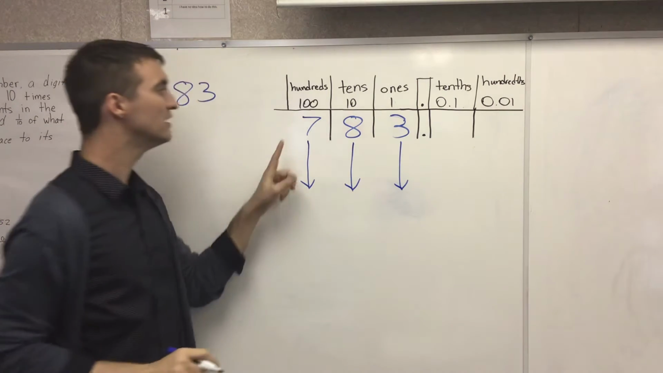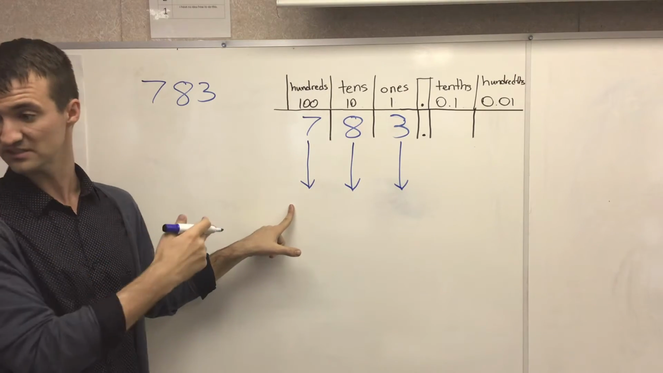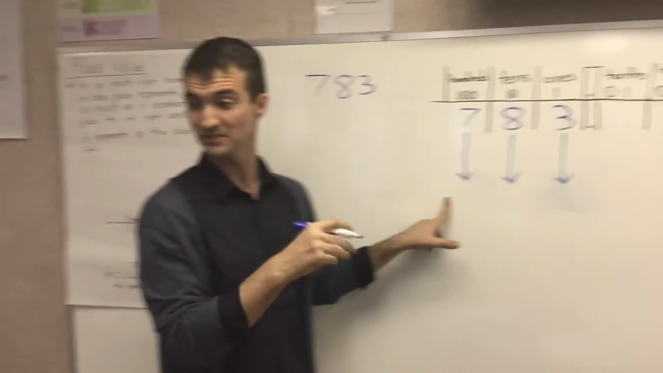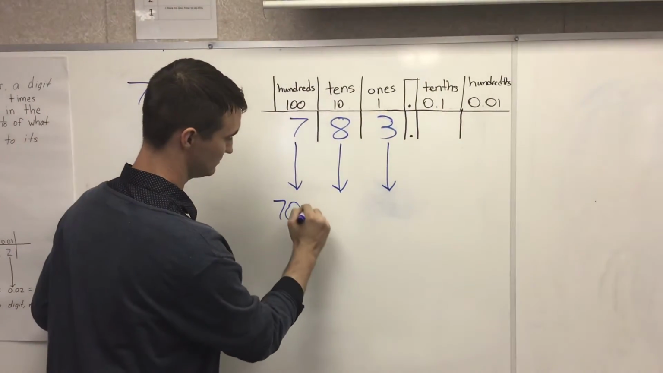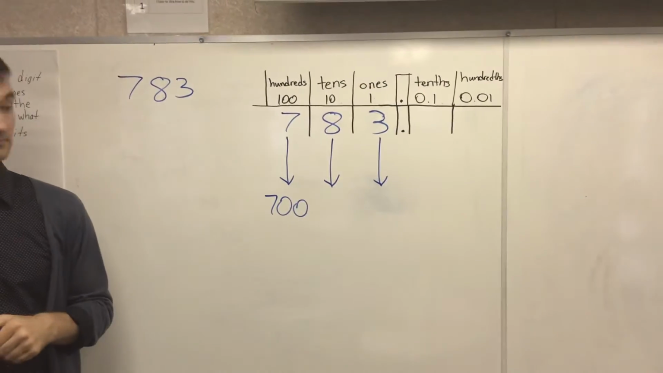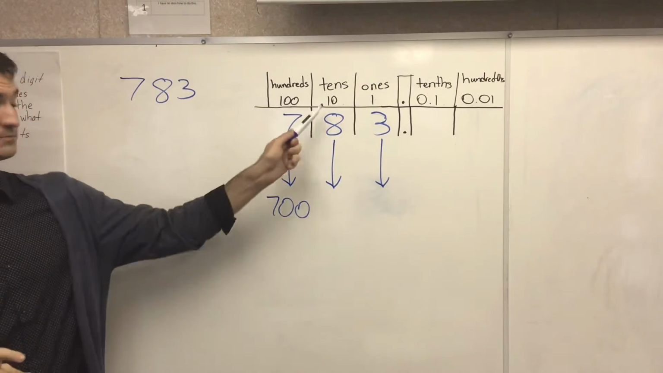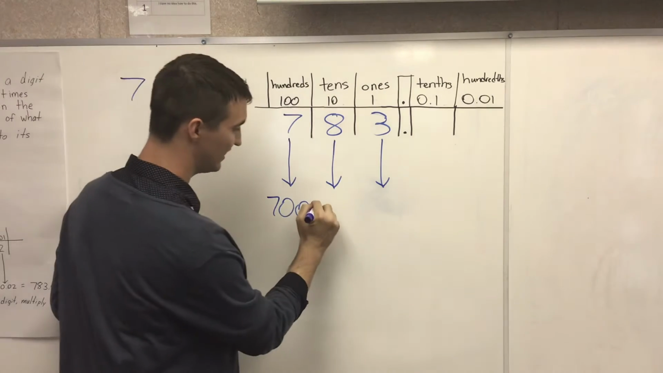Now, if I have my 7 in my hundreds place, guys, how much does this 7 represent right here? You can say it out loud. 700. How much would this 8 represent? 800. No, it's in my tens place, so it's 80. Yeah, this 8 is in the tens place, so it represents 80.